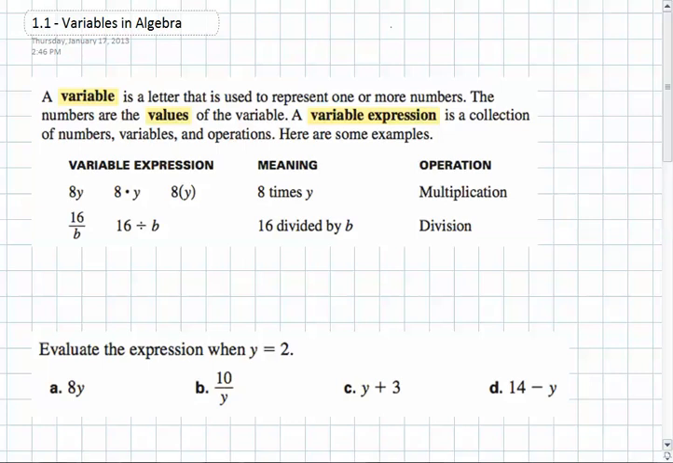because we have variables. It's important to know that a variable is a letter that is used to represent one or more numbers, so it could represent two. The numbers are the values of the variable.